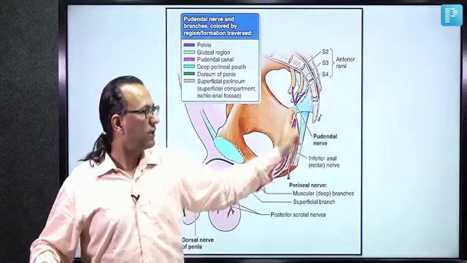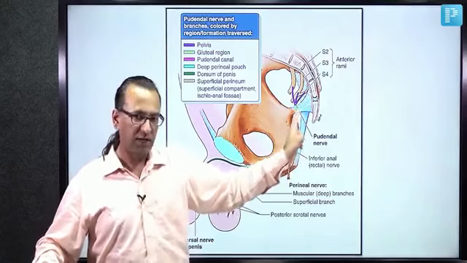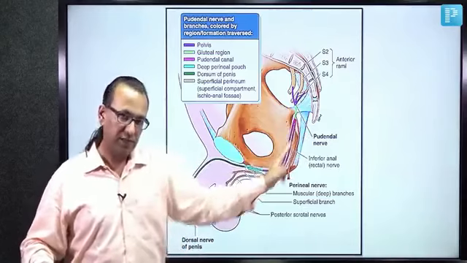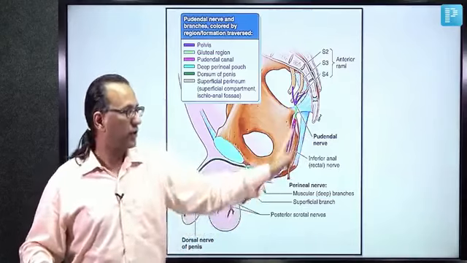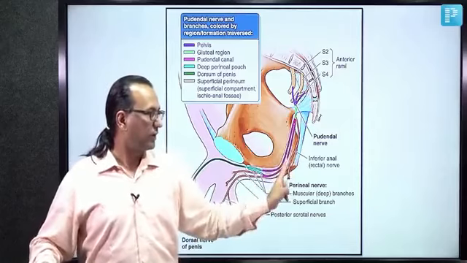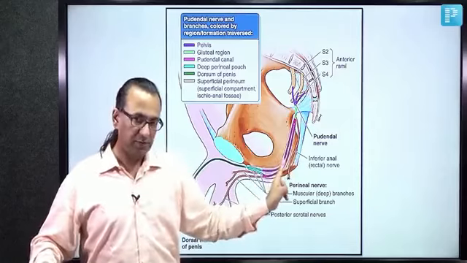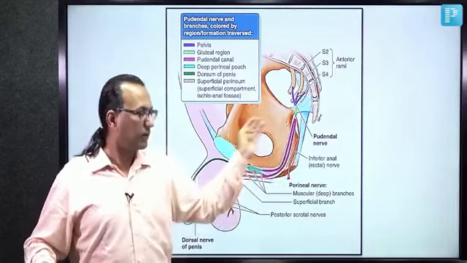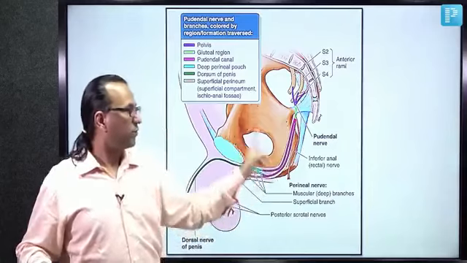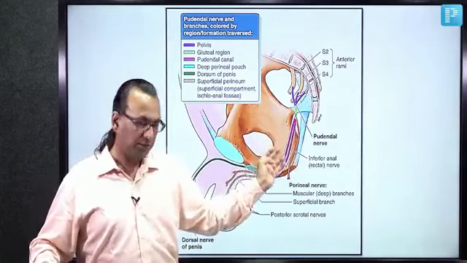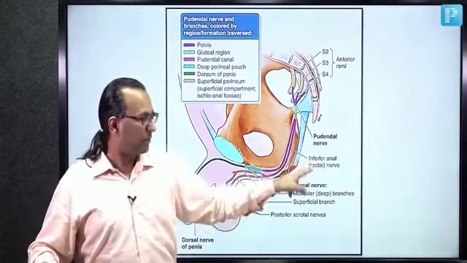Then it will leave the gluteal region to enter the lesser sciatic notch. After that, it will be running in the pudendal canal, which is the lateral wall of the ischiorectal fossa. This pudendal canal is formed in the obturator fascia on the obturator internus muscle, which is lying on the ischium bone. So on the ischium, you have the obturator internus muscle, internal to the obturator foramen, and it will be covered by obturator fascia, having a pudendal canal, having the pudendal nerve.